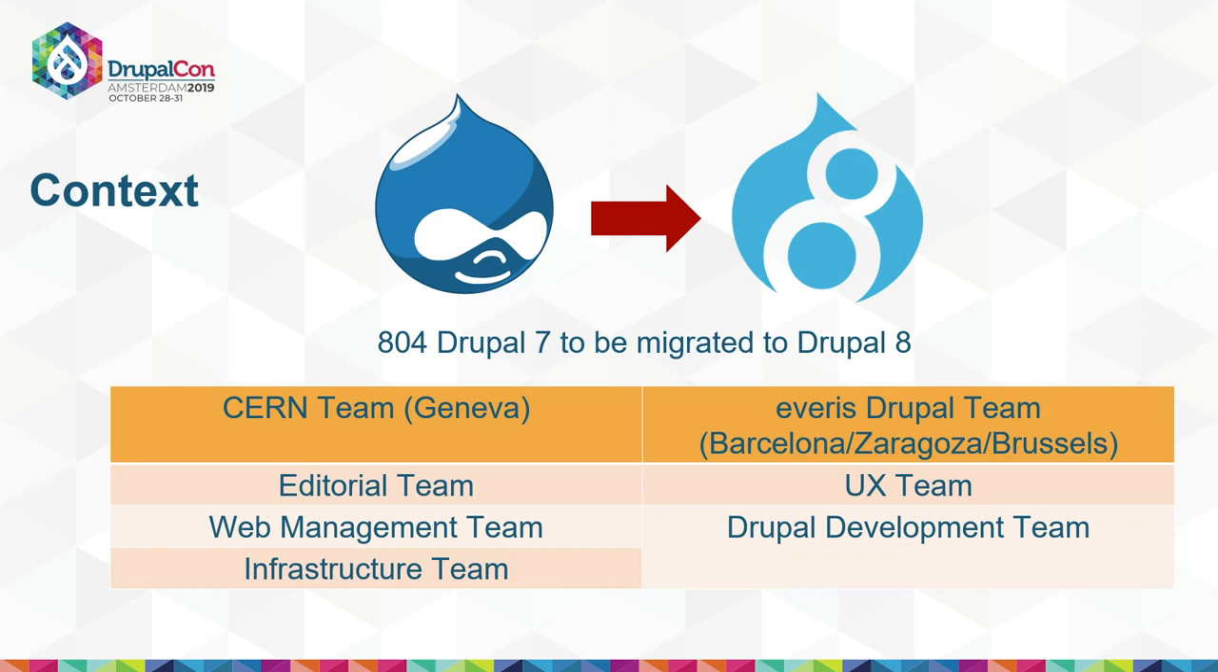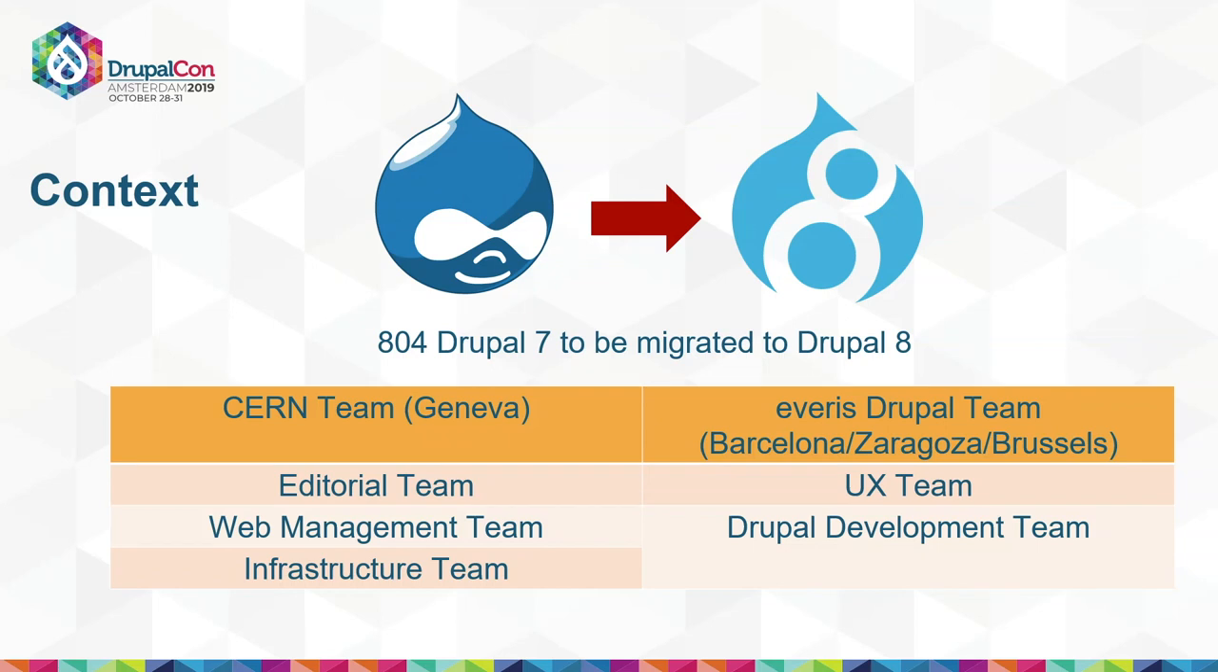The digital portfolio was a distribution made on Drupal 7, multi-site based. And CERN has around 800 websites developed on Drupal 7. In that sense, the scope of the Everis project was to help them migrate the Drupal 7 distribution to Drupal 8.1. It also includes different applications on that distribution.